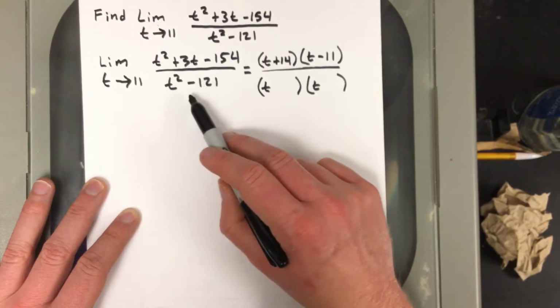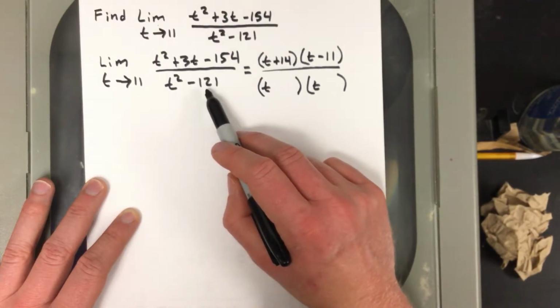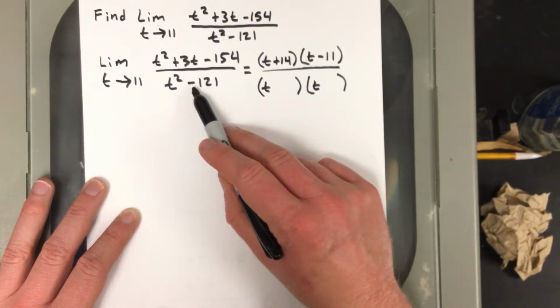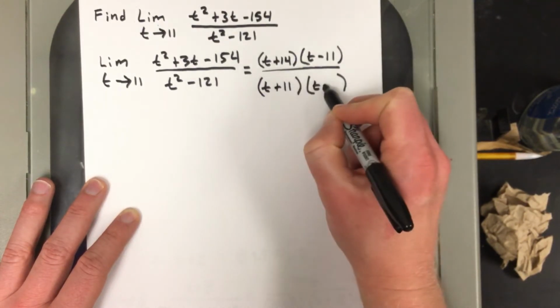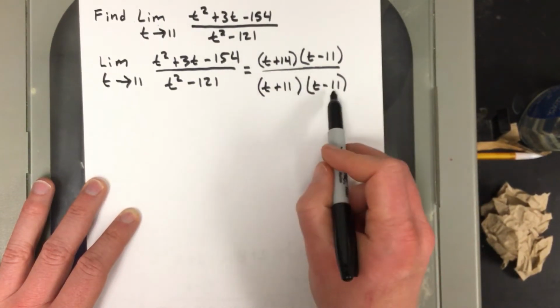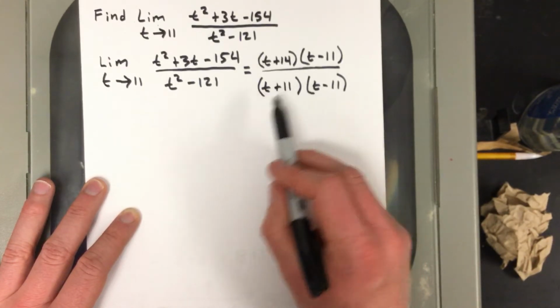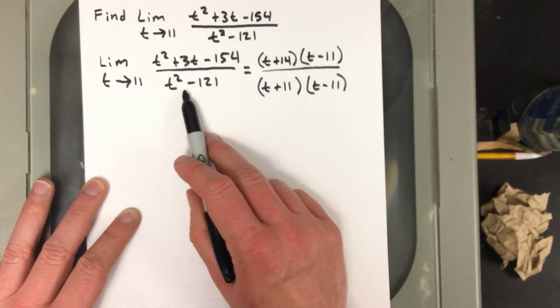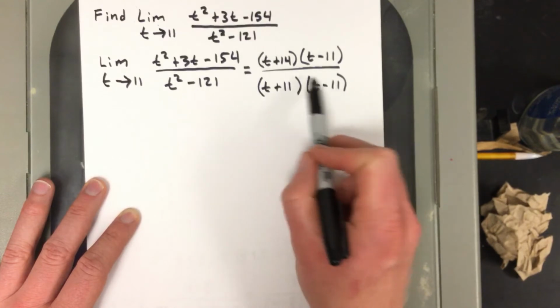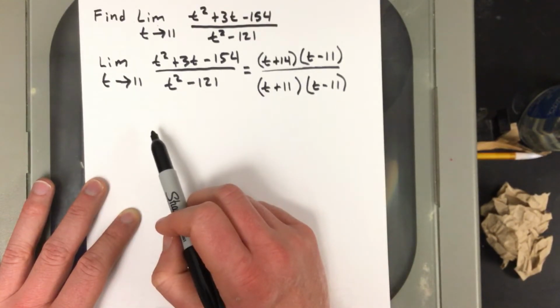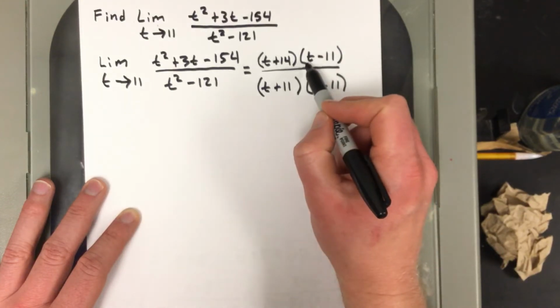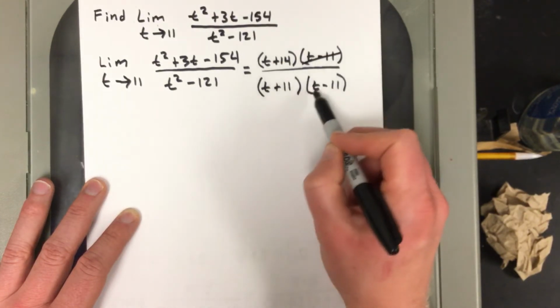Now on the bottom part, 121, we know that's 11 times 11. Well, if I want that to be negative, one of them has to be negative. So I'm going to say plus 11, minus 11. And you can tell negative 11t and 11t will cancel out, which is where we get the 0t from. So these are the factored versions of these two quadratics. The t minus 11s then will cancel.